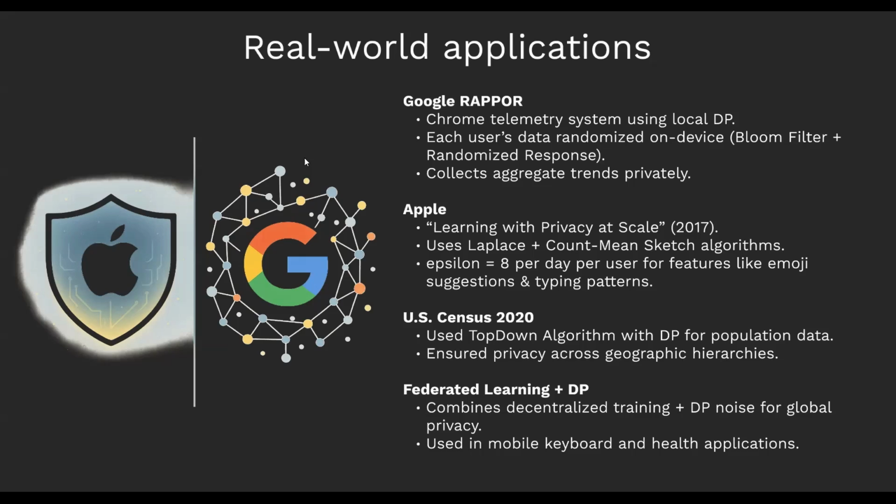First, we have Google RAPPOR. Google was among the first to deploy differential privacy at a global scale through their system called RAPPOR. It is also known as Randomized Aggregatable Privacy-Preserving Ordinal Response. Introduced in 2014, RAPPOR allows Google to collect statistical data from user devices, such as Chrome usage metrics, without learning any individual's exact data. So, how does RAPPOR actually work?